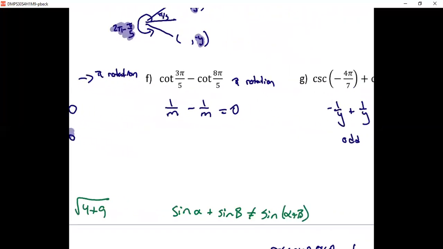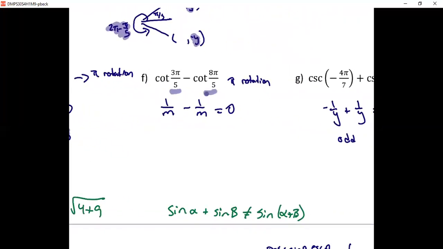Same thing for cotangent. We don't know these actual angles, so that tells me it's going to be a geometrical relationship. Because those angles are off by pi, we take the reciprocal of the slope and subtract itself, because if you remember, tangent is going to be the same value if you add a pi rotation.